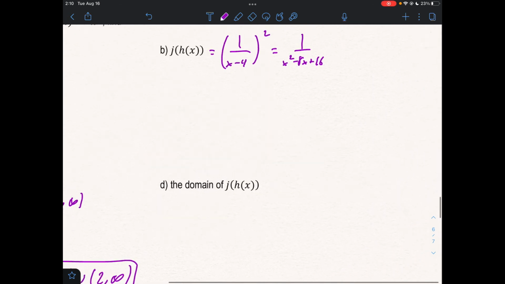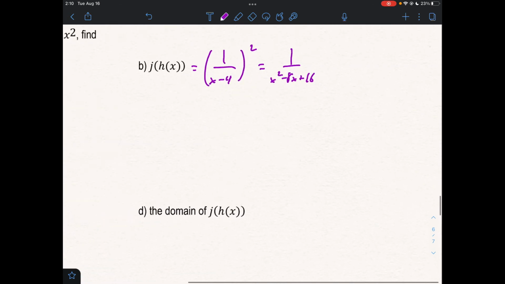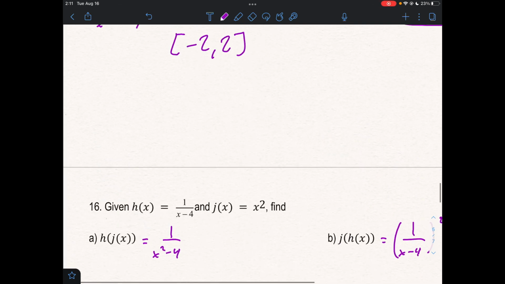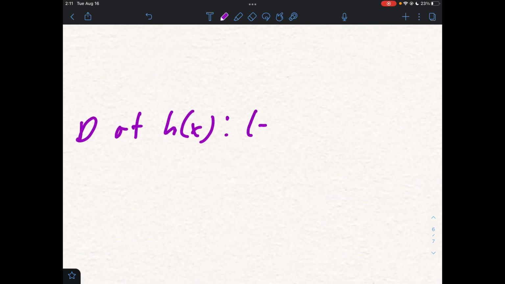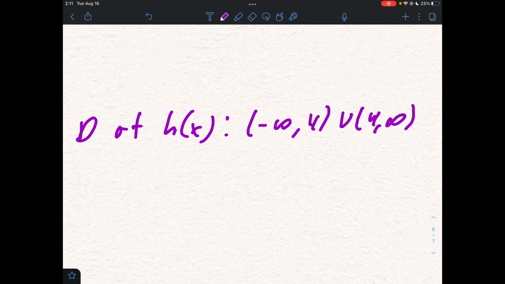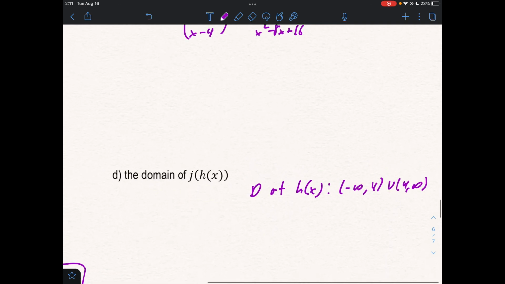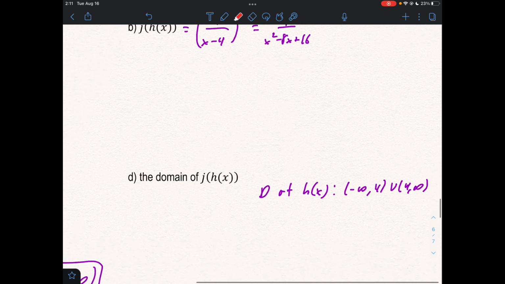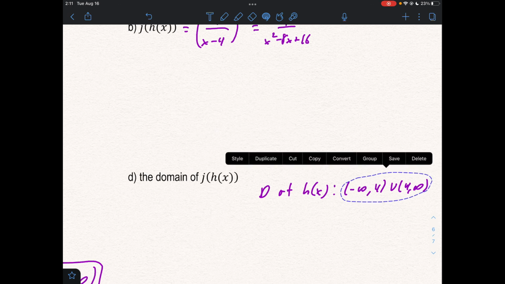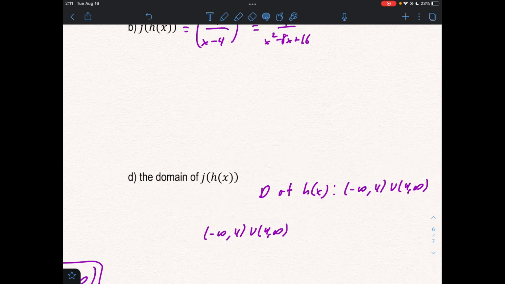And lastly, the domain of j of h. First of all, the domain of h. It could be anything except for 4, right? So the domain of h is everything before 4 and everything after 4, exclusive. The domain of our new function here, if you look at our new function, it still just can't be 4. There's no new restrictions on it. So since there's no new restrictions, the domain is just going to be what it was originally, everything but 4.